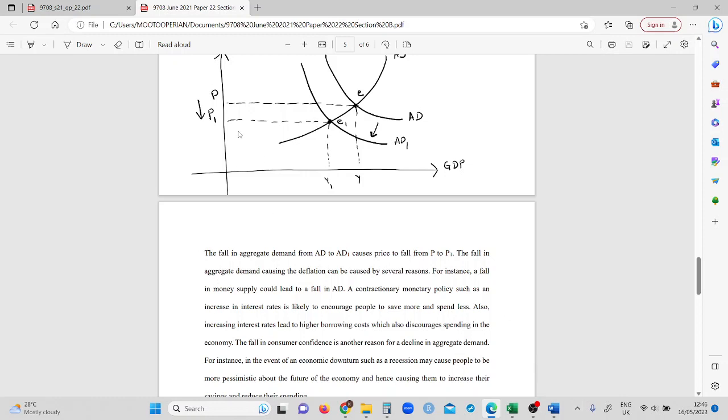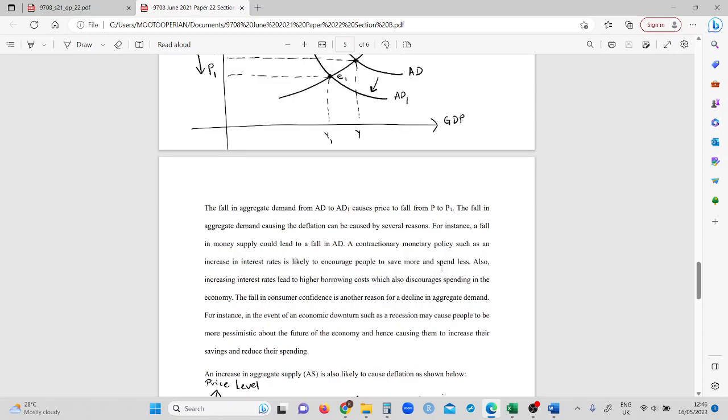The fall in aggregate demand causing the deflation can be caused by several factors, or several reasons. So here, we can explain why aggregate demand can fall. For example, for instance, a fall in money supply could lead to a fall in aggregate demand. So, for example, a contractionary monetary policy. Contractionary policy means a policy that can contribute towards decreasing aggregate demand.